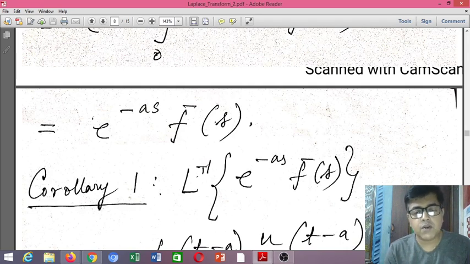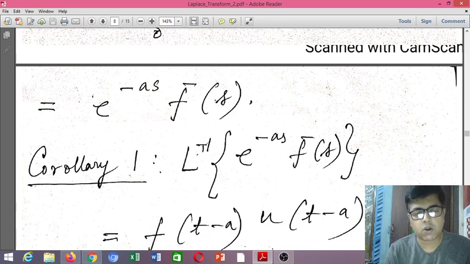Now, if you use it in the reverse manner, that means the first corollary, corollary number 1 of the second shifting theorem of Laplace transform, is this: if you take the inverse Laplace transform of the result that we have got, we would get another very important result, which is very often used in finding the inverse Laplace transform of a function of s. How do we use it? Very simple.